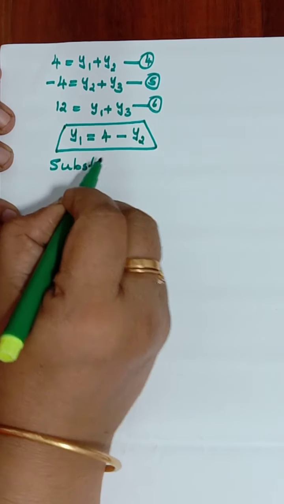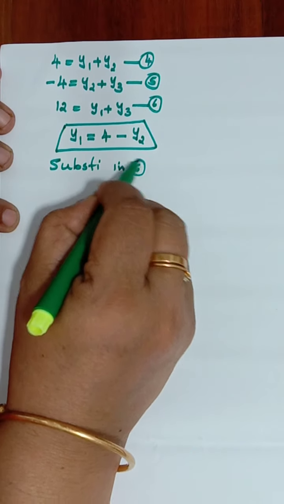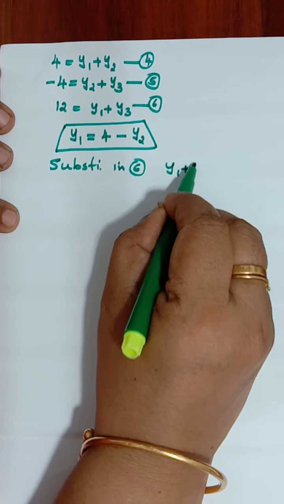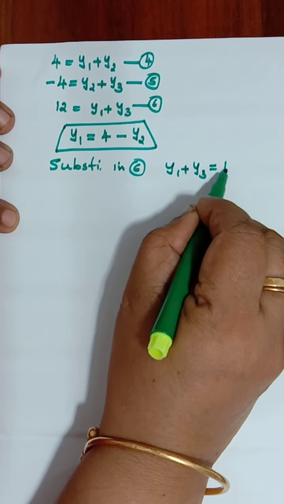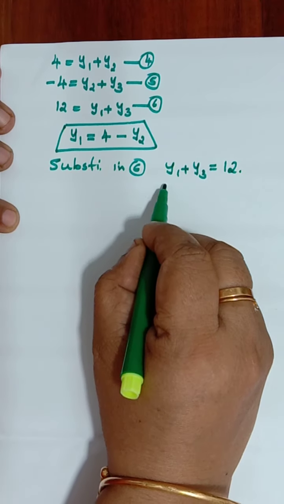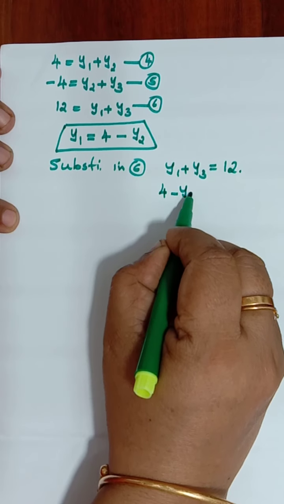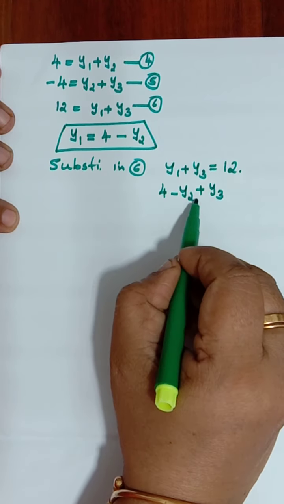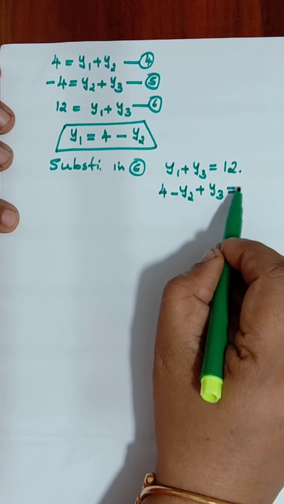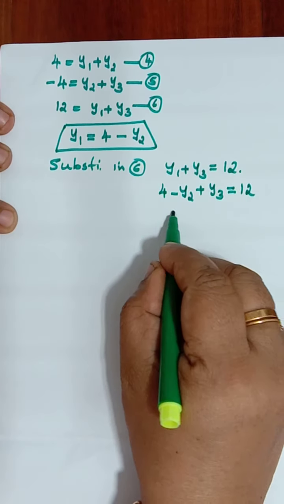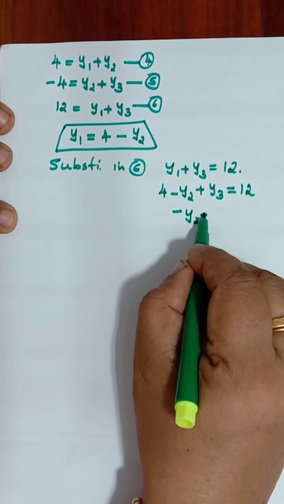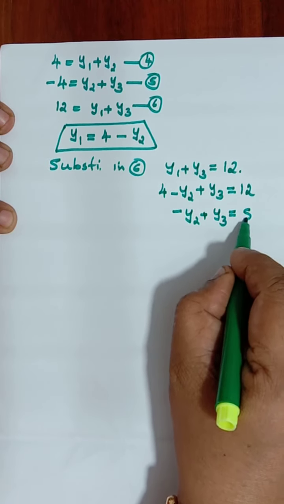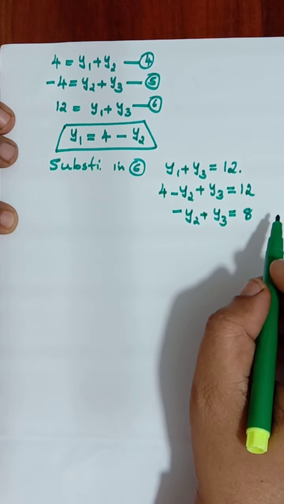Substituting in 6, that is y1 plus y3 is equal to 12. So y1 is 4 minus y2, plus y3. Instead of y1 we have written this, plus y3 is equal to 12. So that is minus y2 plus y3 equal to 12 minus 4, that is equal to 8.